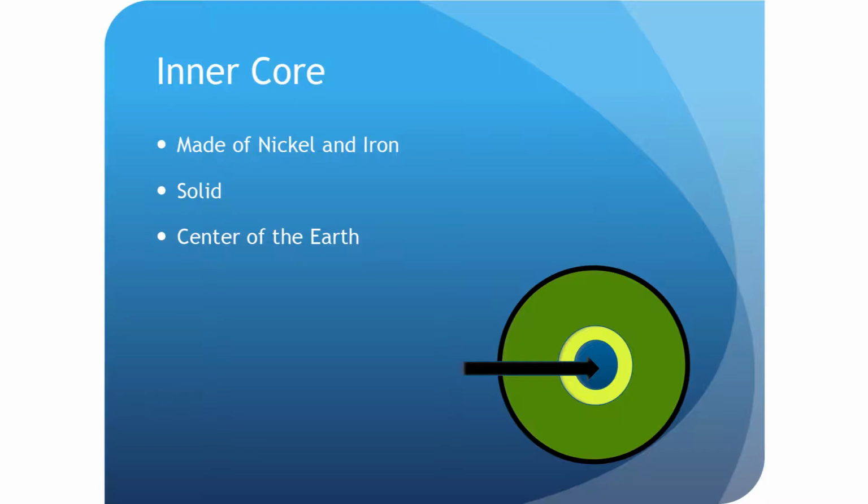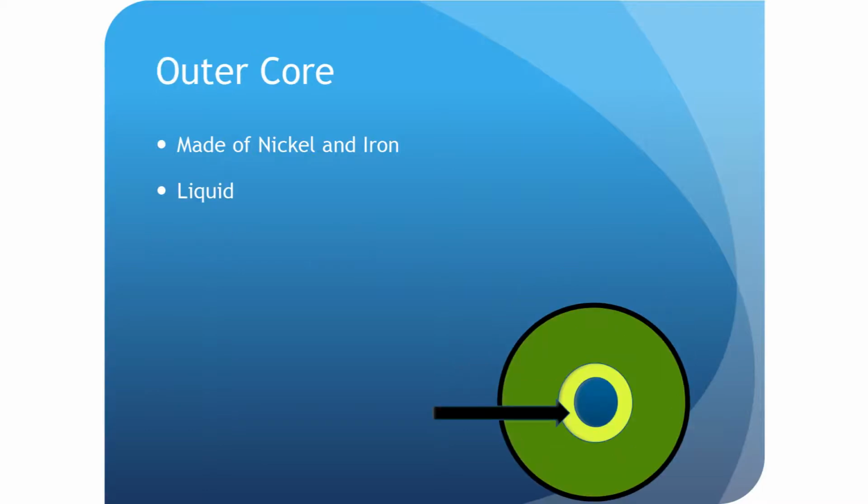It is extremely hot in the center of the Earth, but because of the amount of pressure that's pushing on those particles, it does actually force it to remain a solid. The outer core is also made of nickel and iron, but it is liquid, so it is moving a little faster in relation to the speed of the particles.